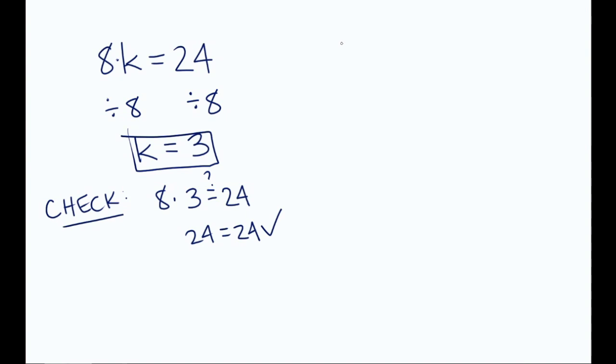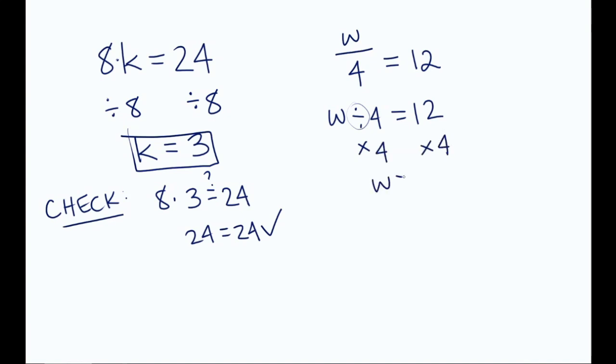Let's say instead I have w divided by 4 equals 12. So this looks like a fraction. Remember, fractions are just division problems. So this is w divided by 4. And if it helps you, you can even write w divided by 4 equals 12 instead. So now I'm going to want to undo this division. So I'm going to multiply by 4 on both sides. And I get w equals 48. Seems kind of large, but let's check it just to make sure.